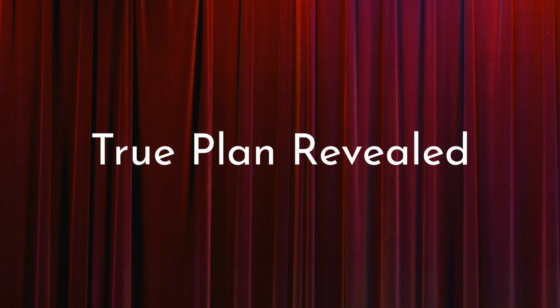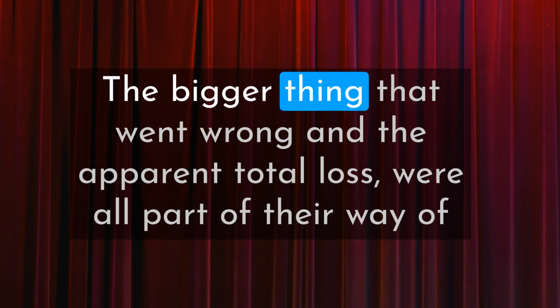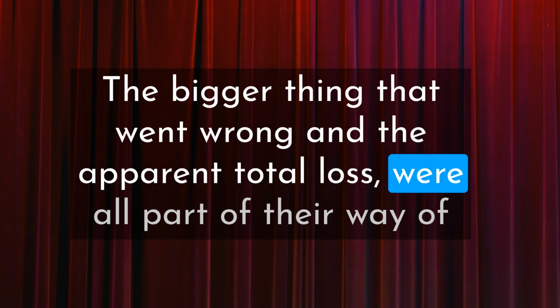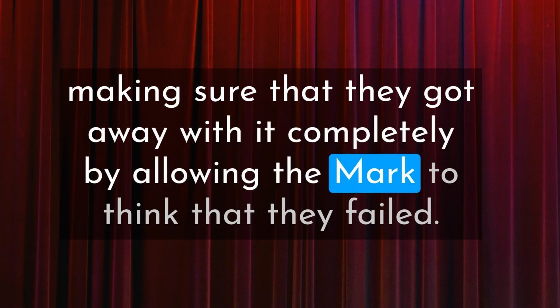A genre beat that is now encoded into a heist is the moment of apparent total loss. The true plan is revealed! Whatever this total loss is, our clever thieves have planned for it. The bigger thing that went wrong and the apparent total loss were all part of their way of making sure that they got away with it completely by allowing the mark to think that they failed. Here is where you let the audience know that you conned them, because the heist is effectively a magic trick. And this is the moment where you let the audience in on the secret so that they can see all of the twists, and in hindsight, they understand what has happened.